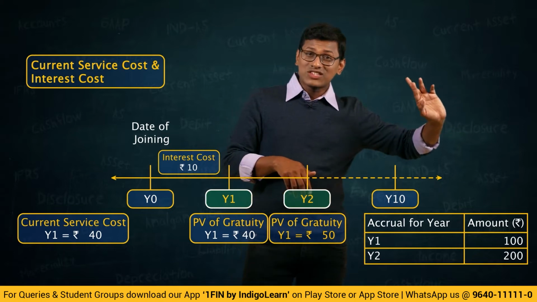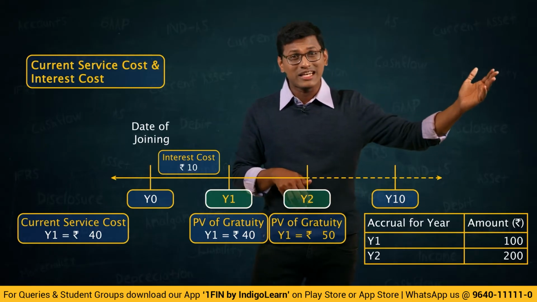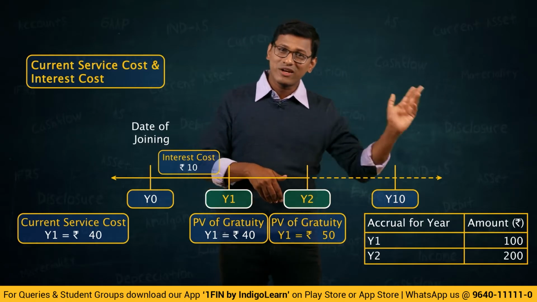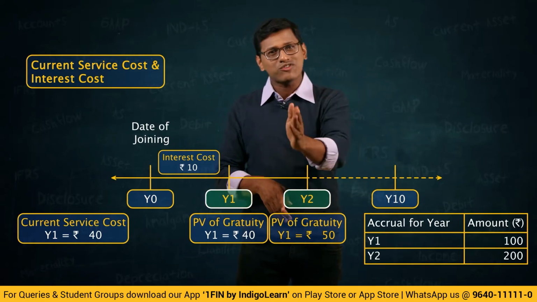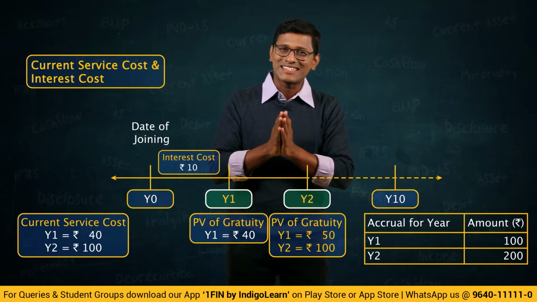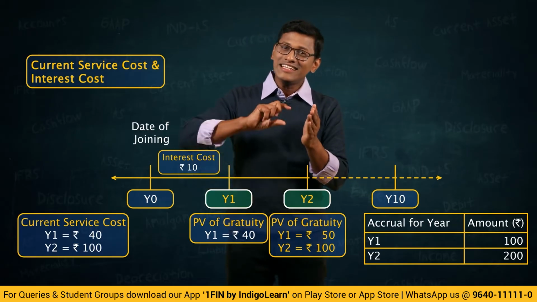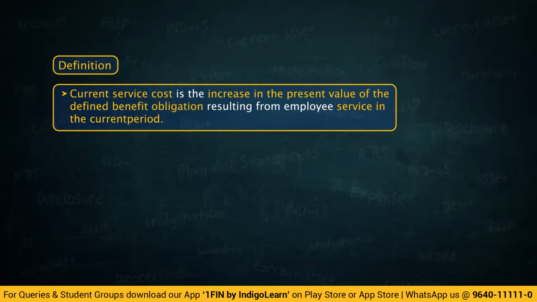Now, that extra 200, whatever is going to be paid to the employee at the end of 10 years because of the service put in during the second year, if I discount that 200 to present value, present value when? If I discount the 200 to present value as at the end of second year, say that comes to, for convenience sake, 100. Now, what I can say is 100 is the current service cost of second year and 10 is the interest cost of second year. Current service cost is the increase in the present value of defined benefit obligation resulting from employee service in the current period.